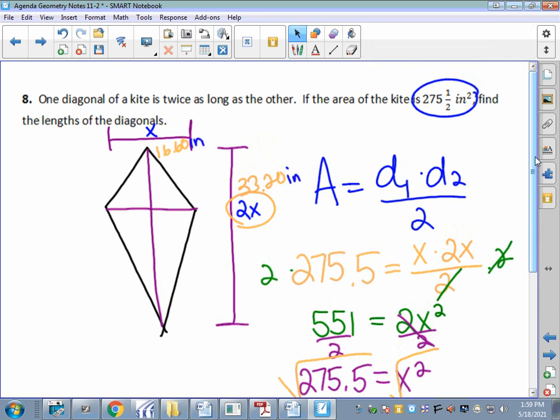There we go. Good word problem, but if you label it and draw it, you can figure things out. That is it for section 11.2. The fun just never ends when we're doing these.